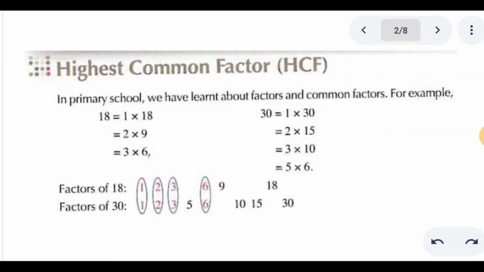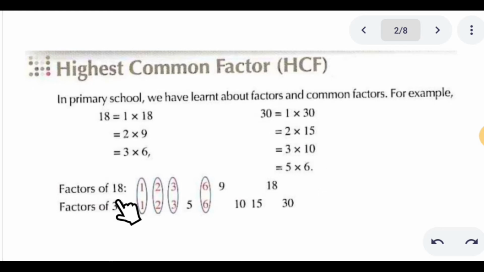So to find the HCF of a number, first we have to list all the factors of that number. For example, if we want to find the HCF of 18 and 30, first we have to list all the factors of those numbers. For 18, the factors are 1 into 18, 2 into 9, and 3 into 6. Similarly, the factors of 30 are 1 into 30, 2 into 15, 3 into 10, and 5 into 6.